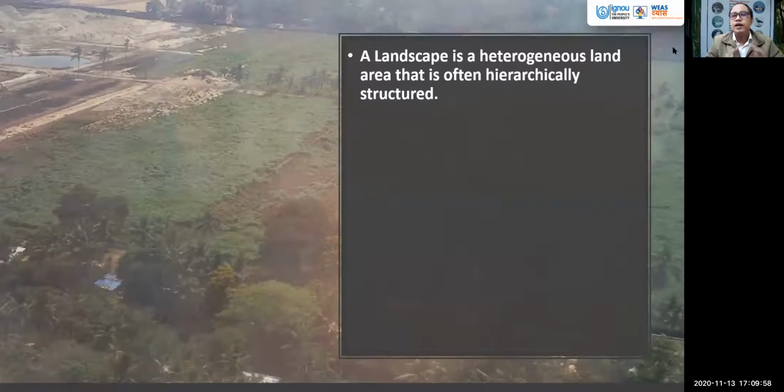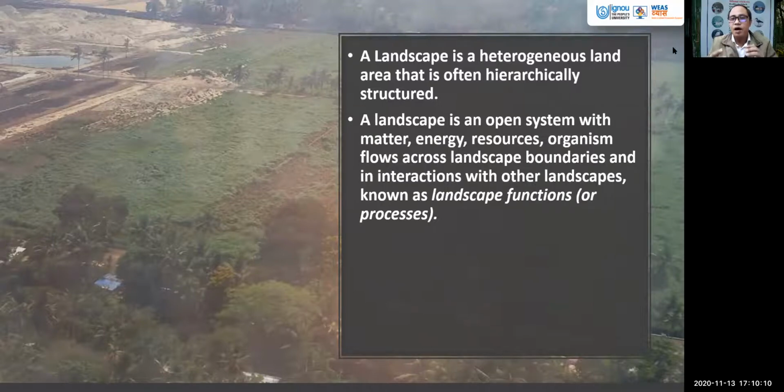Today, a landscape is a heterogeneous area that is often hierarchically structured. When you look at that landscape, you'll find different hierarchies, from plants, then animals, and plants also at different levels: herbs, shrubs, trees. Even in other contexts, you will find soil and others. So this is a hierarchical structure.